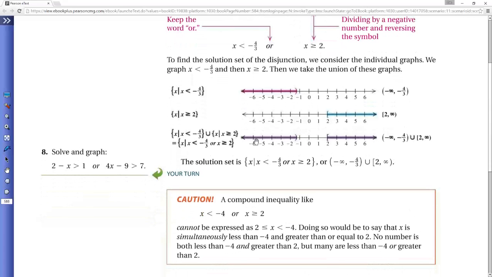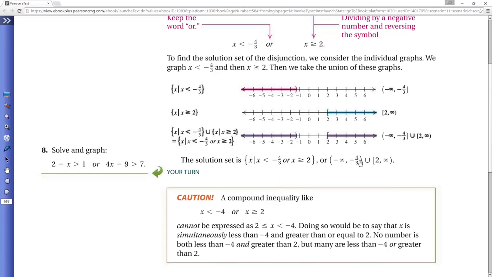Well, the union of these would be both of these on the line. How we do that in set notation is the set of x such that x is less than negative 3/4, or is a key word here, x is greater than 2. Okay? You can do this with interval notation with the union symbol.